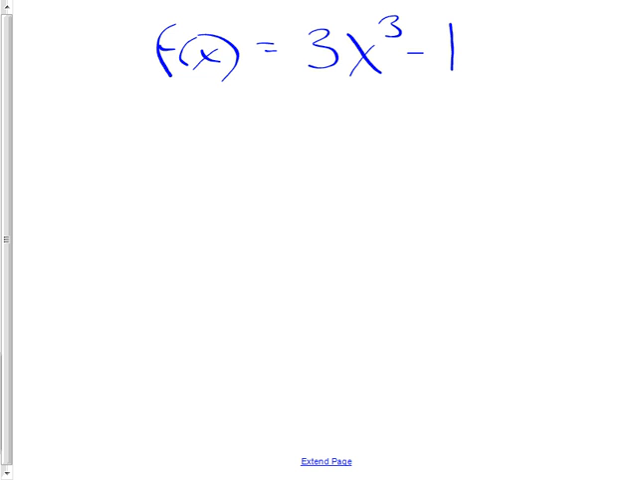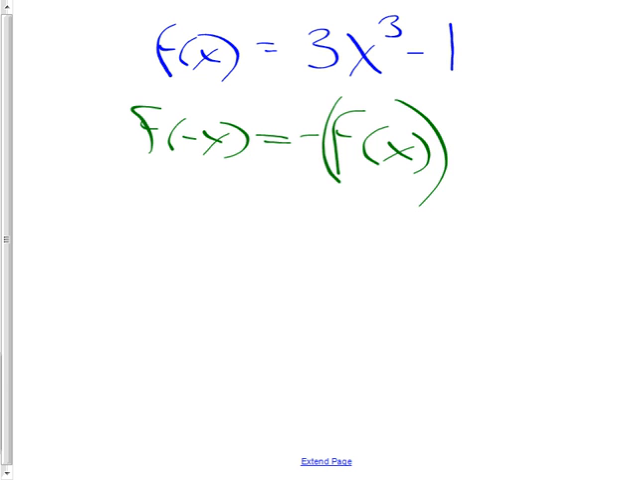3x cubed minus 1. Everybody write that one down. Now here's how to test if it is odd. Do you remember I had you write down the odd rule? I bet you probably don't remember it off the top of your head, but somebody does. F of negative x equals... All right, good. Now, that's the rule. Now I got to see if this thing follows the rule.